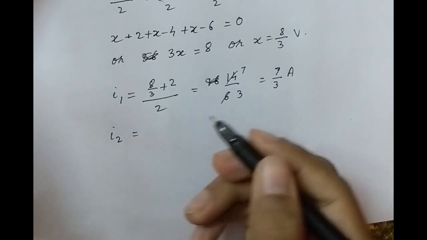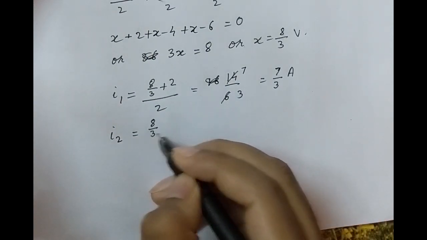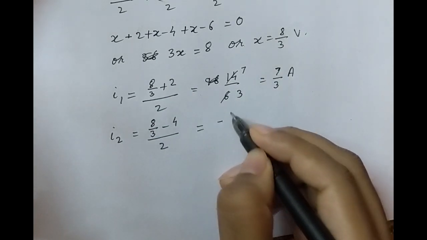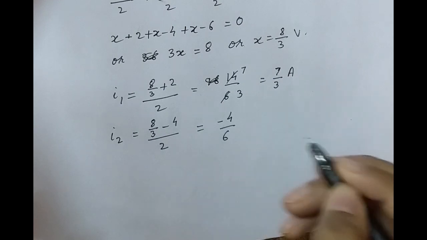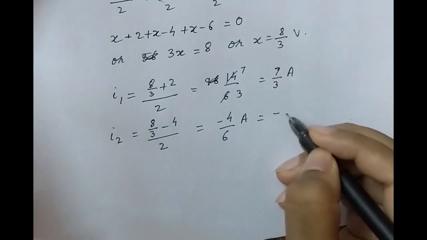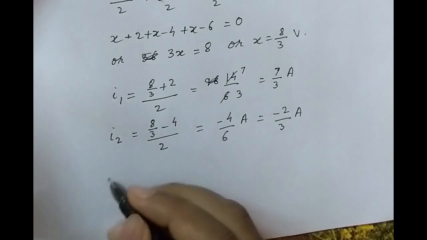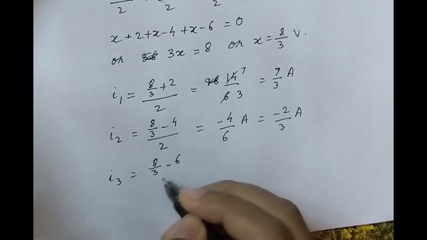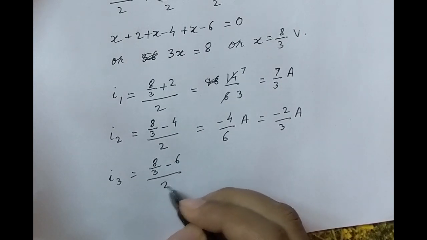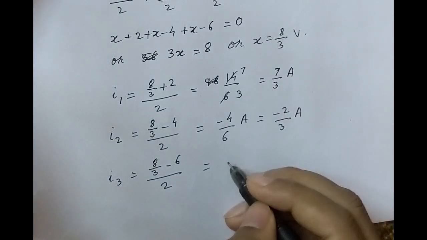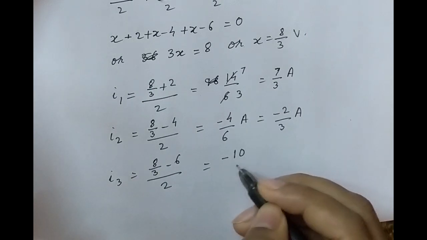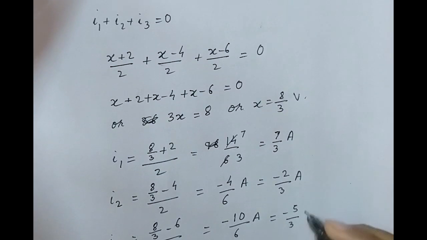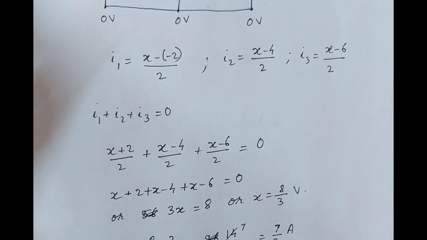I2 is x minus 4 by 2. So 8 by 3 minus 4 divided by 2. That gives me a minus 4 by 6 amperes. That is minus 2 by 3 amperes. And for I3 we have 8 by 3 minus 6 divided by 2. That gives me a minus 10 by 6 ampere. That is minus 5 by 3 ampere. So we got I1, I2 and I3.